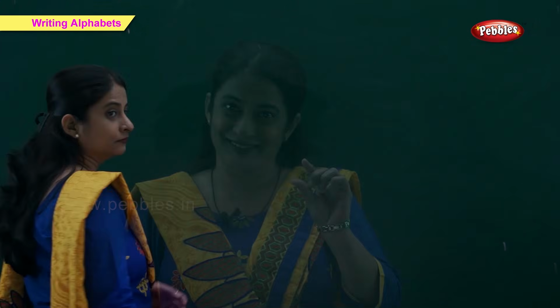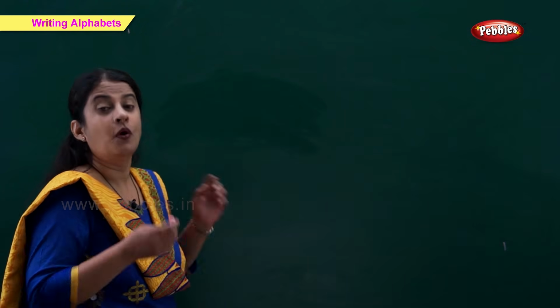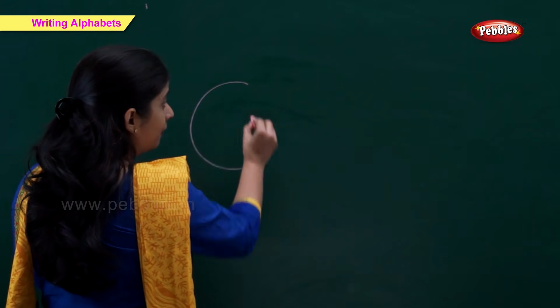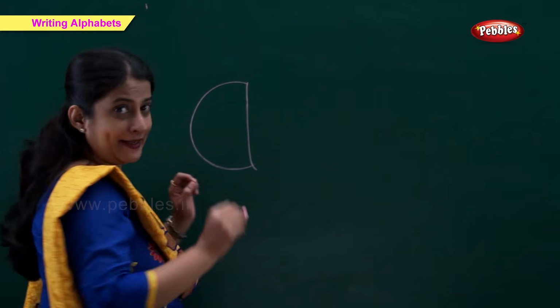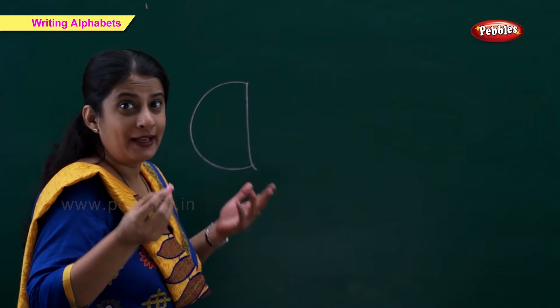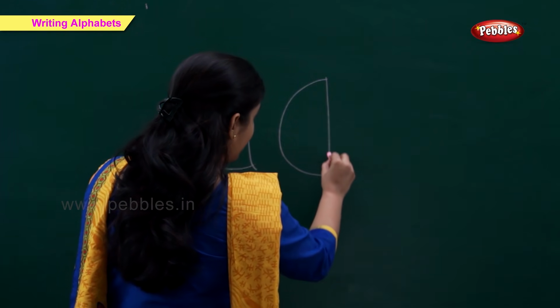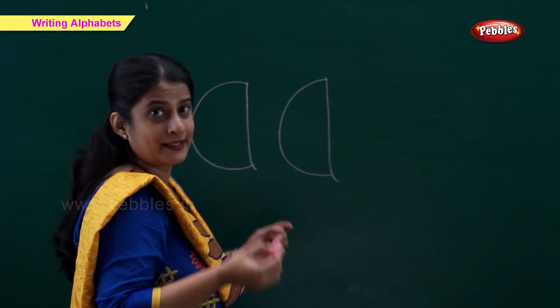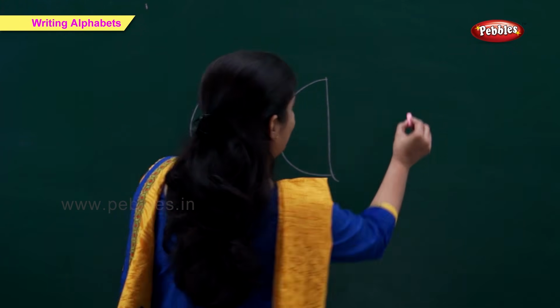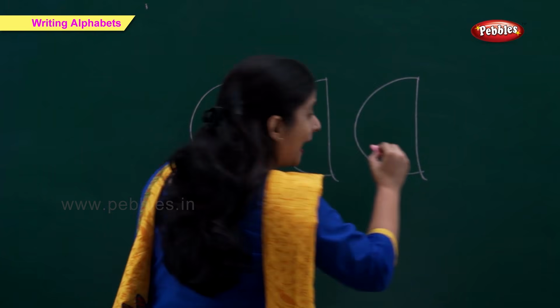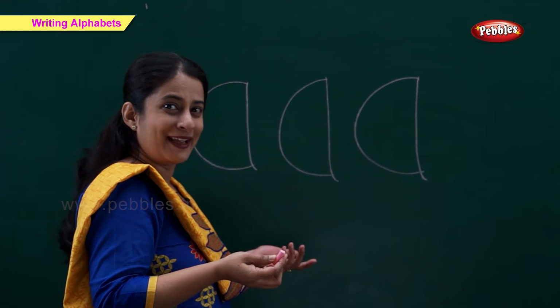Friends, now I will teach you how to write small alphabets. Now I will teach you how to write small a. Curve and a standing line makes small a. A curve and a standing line makes small a.